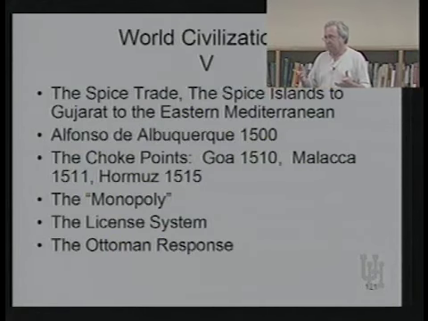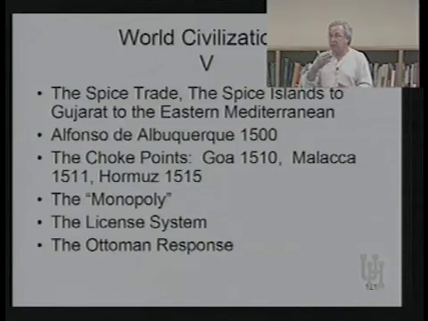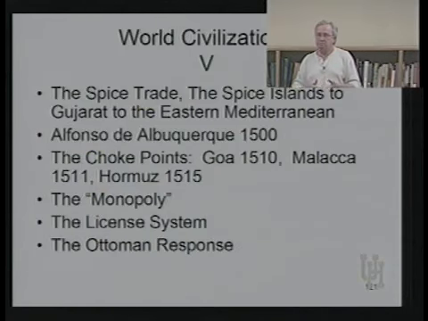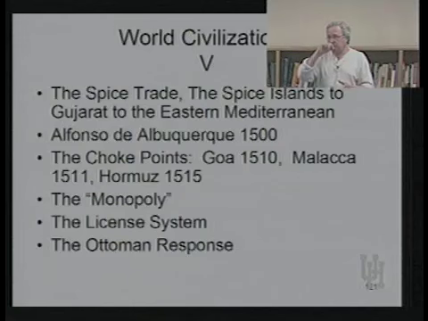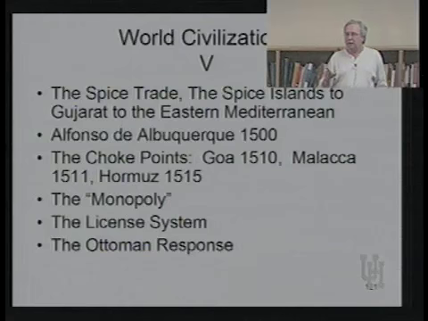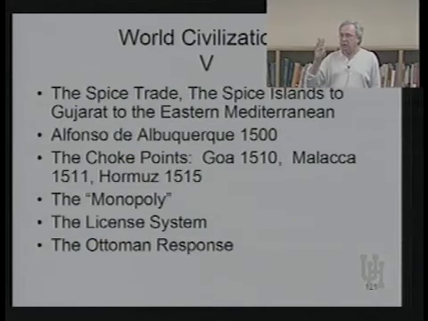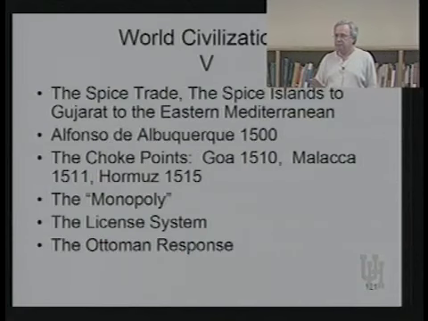Alfonso de Albuquerque, a Portuguese nobleman, sailor, entered the Indian Ocean in 1500 with the idea of expanding Portuguese interests. He initiated a strategy which the Portuguese would continue to pursue for the next 100 years or so. And that is to conquer or control a series of choke points along the trade route for spices.